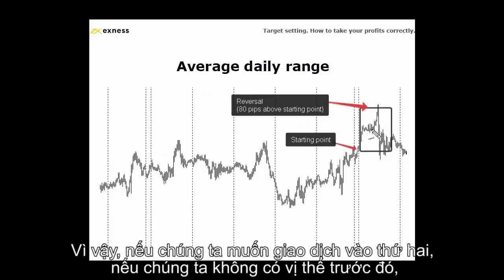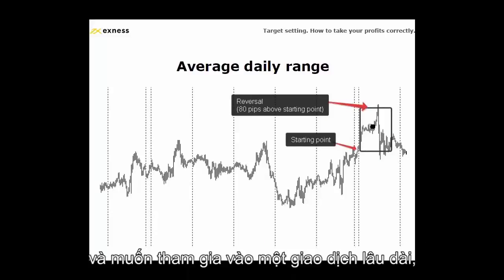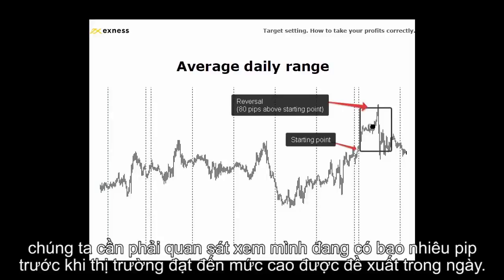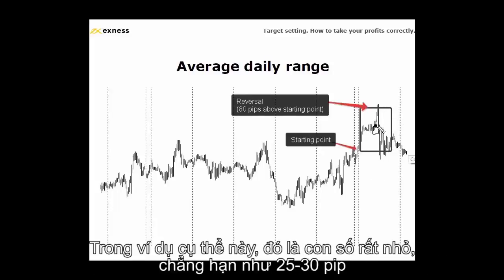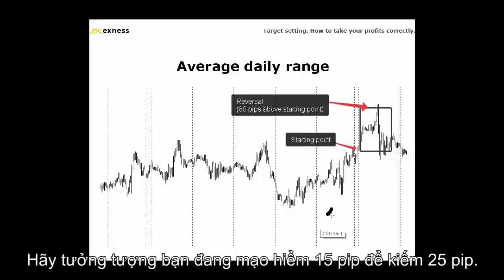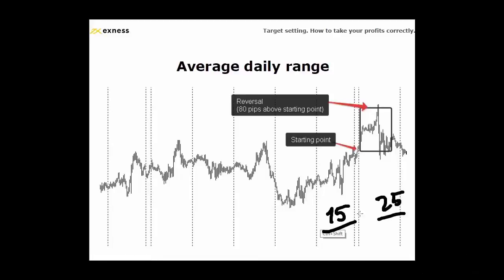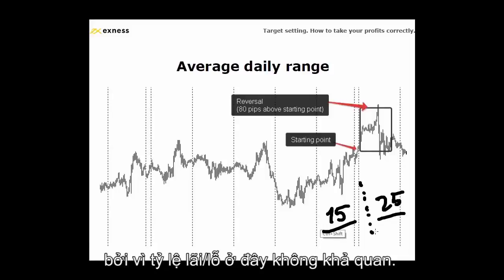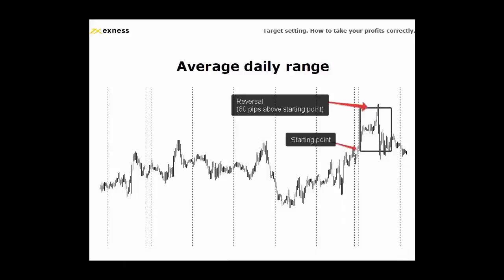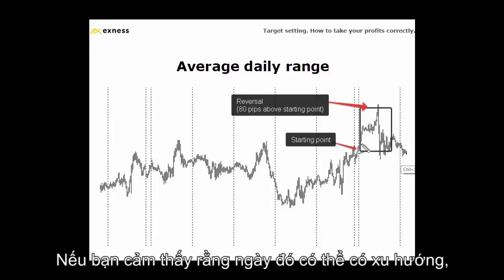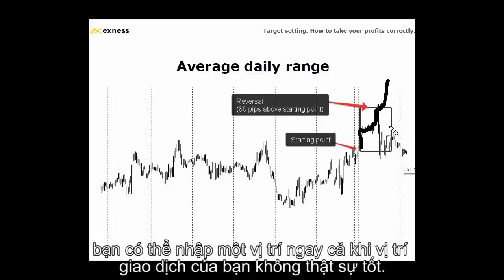So if we wanted to trade on Monday, if we had no position before, if we wanted to just enter a long trade, we should look at how many pips we have before the market reaches the possible or suggested high of the day. In this particular case it might be a very small number like 25 or 30 pips. So imagine that you are risking, let's say, 15 pips to earn 25 pips. Well, it is not a very good trade because the profit-loss ratio for this trade is not too good. And of course, sometimes you can capture a trending day, so if you feel that market conditions are good for generating a trending day, sometimes you can enter your position even if your trade location is not so good.